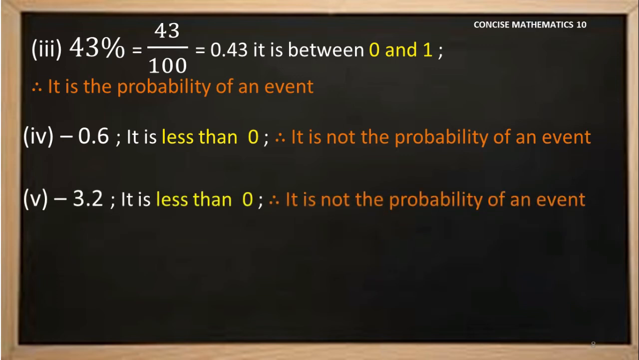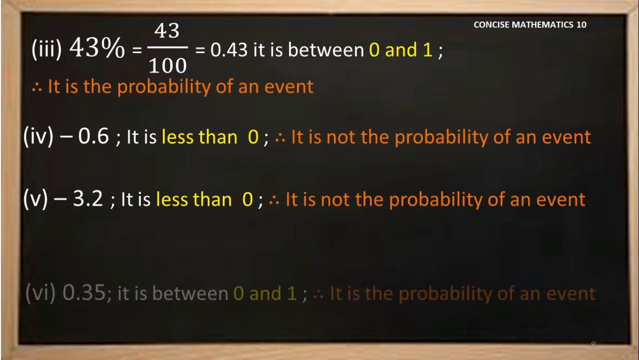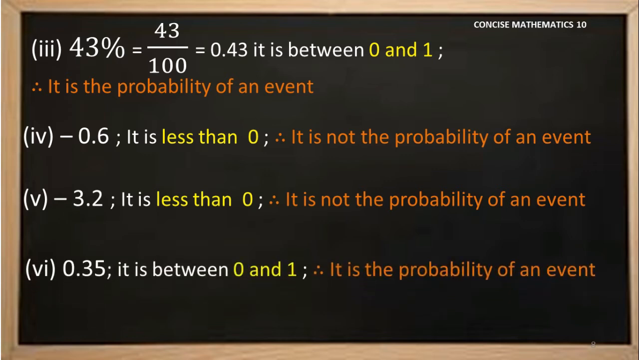Similarly with question number 5 and question number 6, 0.35 is between 0 and 1, hence it is the probability of an event. Next is the next question.